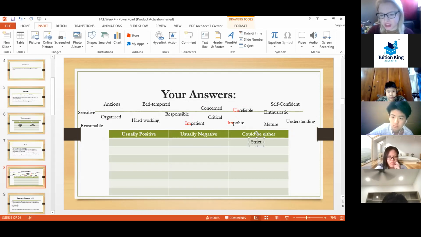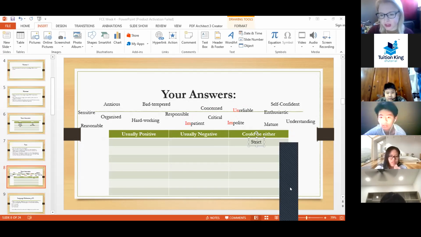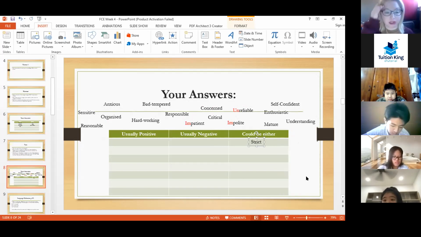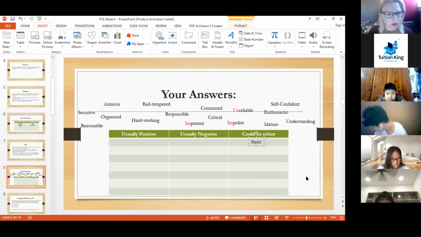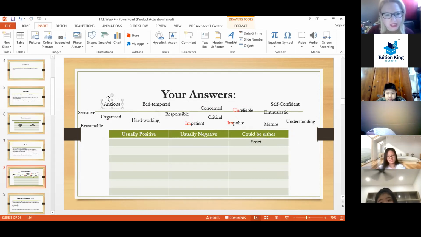I think from the teenager's perspective, it's a negative word, but when you think about parents and how they do their job raising children, it can sometimes be good to be strict. So I agree with that. And what about this word? Would anyone like to try to pronounce it?